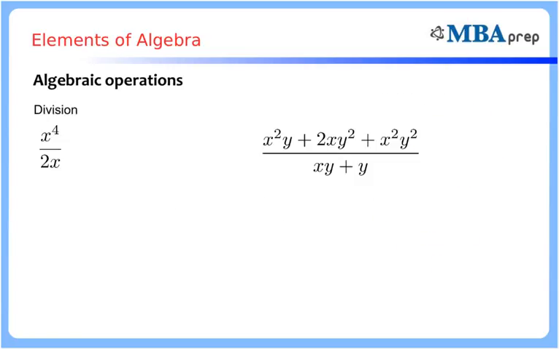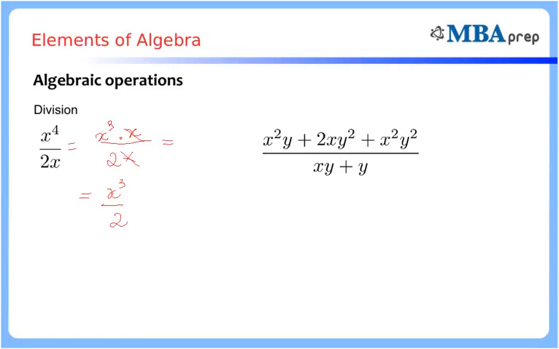The division in this case, just like the previous case in the multiplication, happens just like we had numbers. So x to the third times x divided by 2x. We can cut off the x since x is not 0. So the result is x to the third divided by 2.